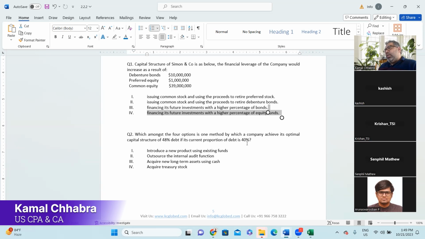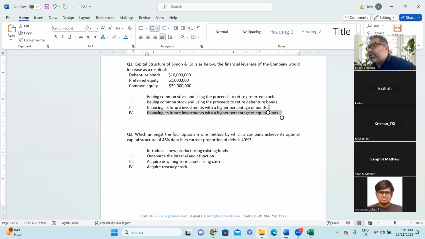What does it mean? What is treasury stock? Treasury stock is buyback of shares. Right? Have we discussed this? Yes, sir. How many times? More than a hundred times, multiple times.